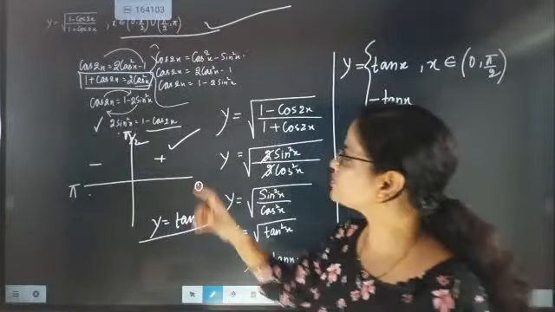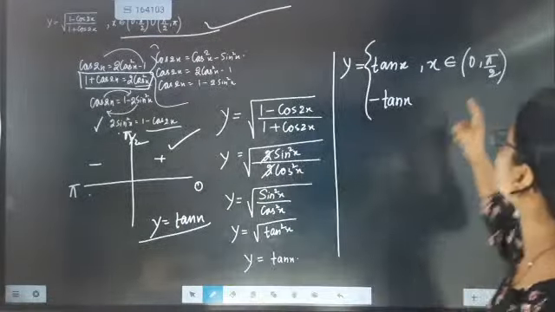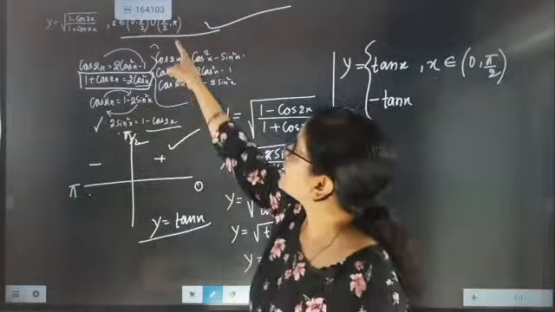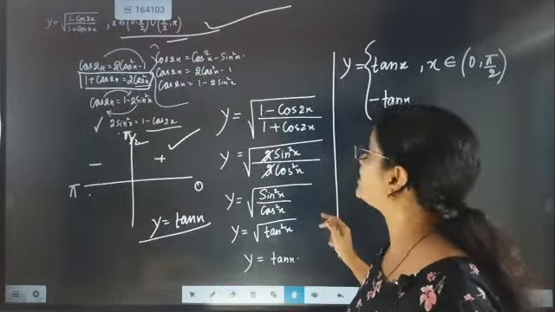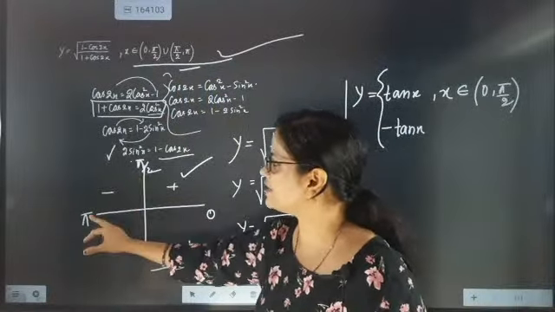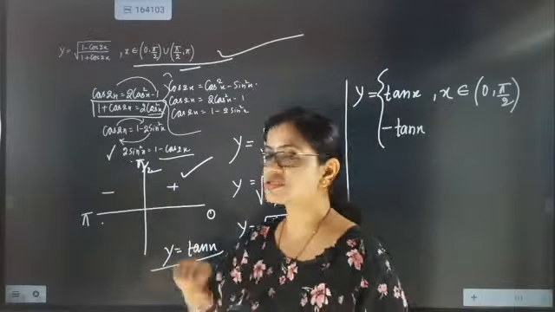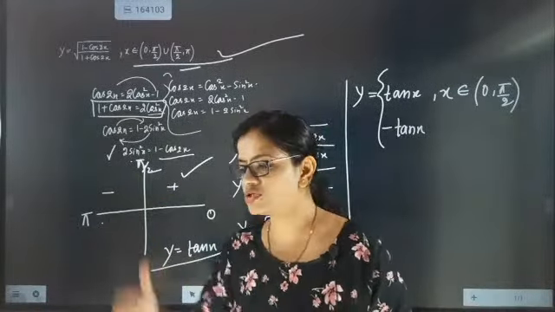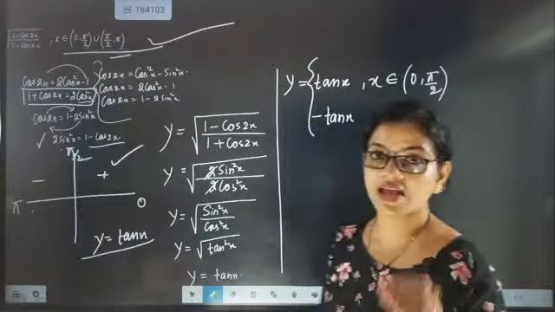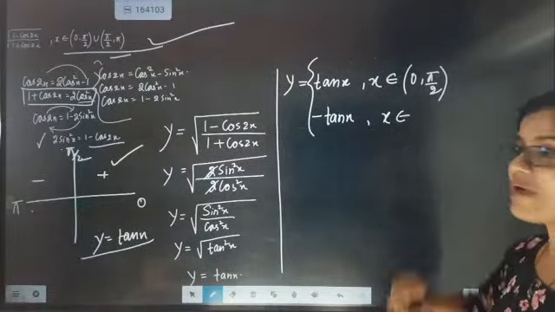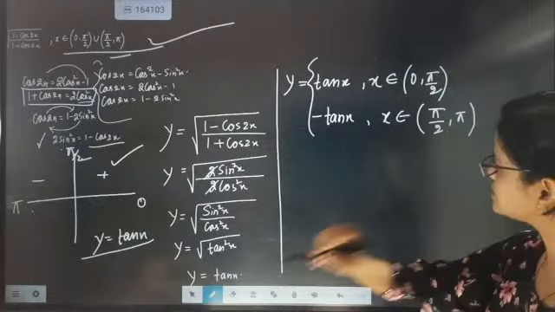I am writing minus tan x because the first interval we have taken is 0 to pi by 2, and the second interval, as given in the question itself, is pi by 2 to 180. So 90 to 180. You know that in the second quadrant, by the curve of tan theta, tan theta will be negative. The curve goes down in this region, so 100% it will be negative. So we put minus tan x here, because x belongs to 90 to 180. This is the last step.